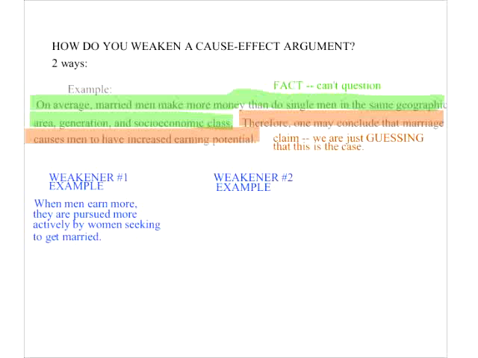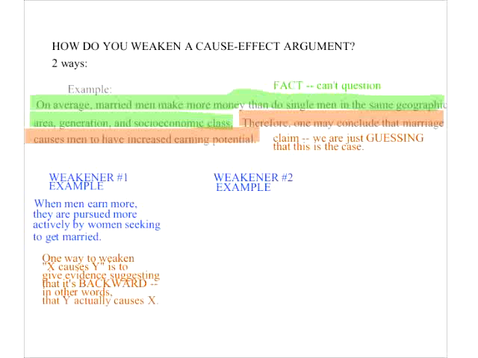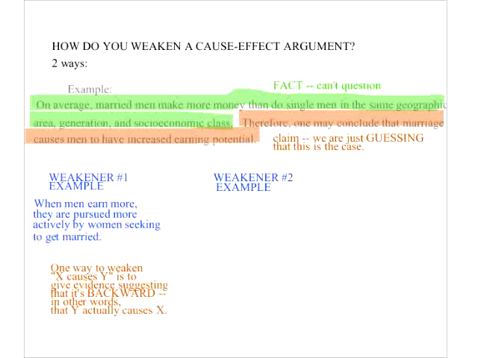So what's going on here is that one way to weaken "X causes Y" is to give evidence suggesting that it's backwards. In other words, that Y actually causes X. So in this case, instead of saying that marriage makes men earn more, we're saying that earning more makes men more likely to get married. So that's one kind of weakener.